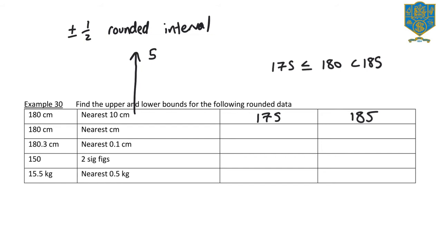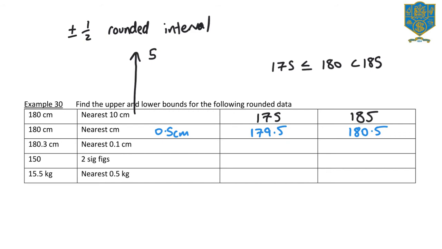The next one then, we're to the nearest centimetre. So half of a centimetre is 0.5 centimetres. So we're going to have 179.5 and 180.5. Again, it can't equal 180.5, the upper bound. It's going to be less than that. But the difference between lower and upper bound is now 1 centimetre.